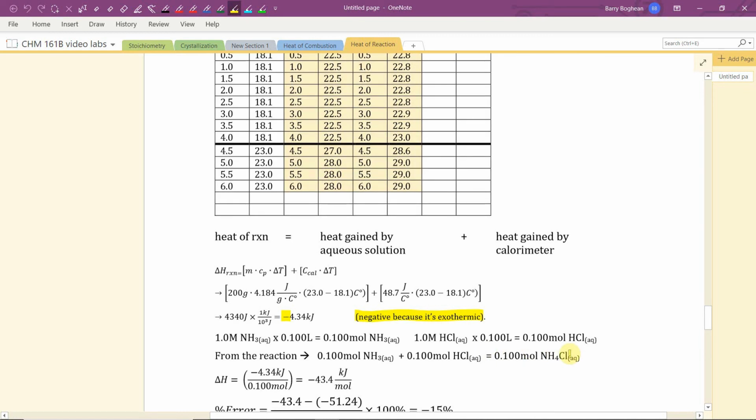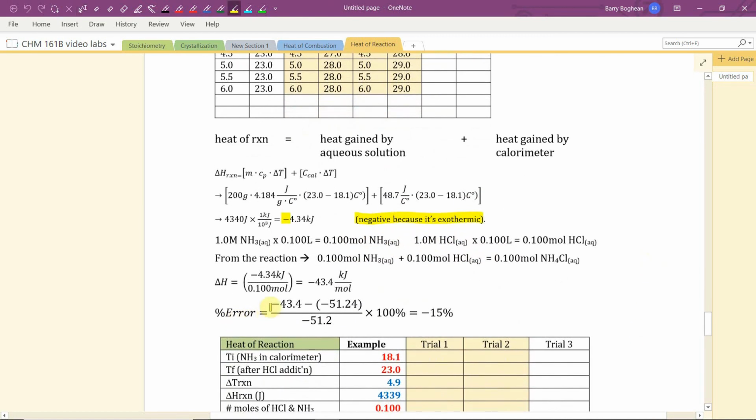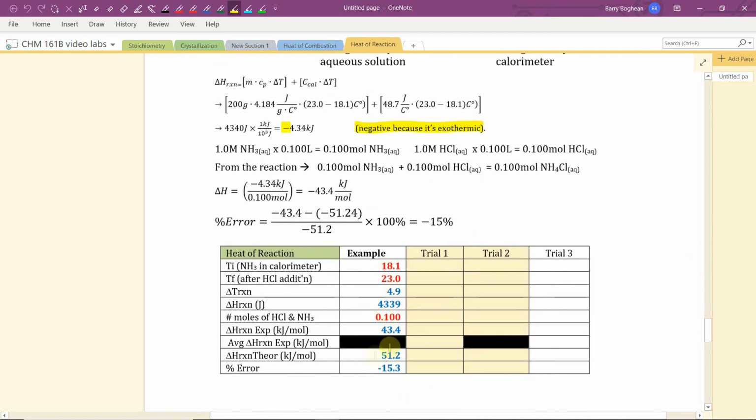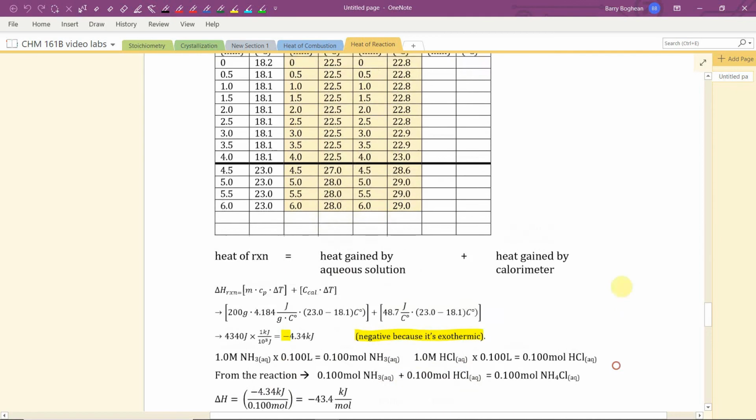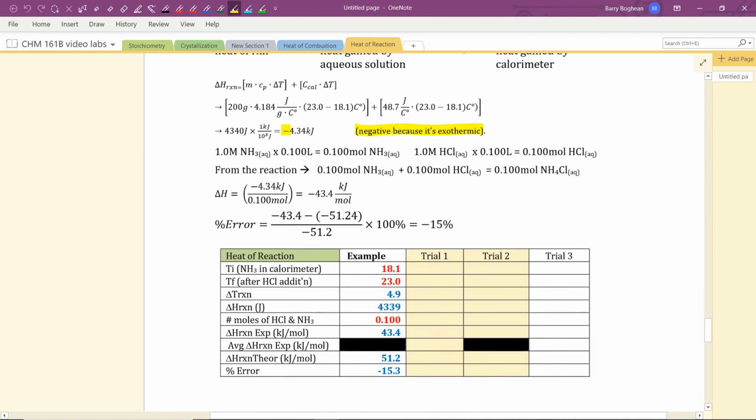We want to know what it is per mole of ammonium chloride. So take our value divided by the number of moles of ammonium chloride formed. In other words, multiply by 10. And so our value, our experimental value, is negative 43.4 kilojoules per mole. From that, you can calculate the percentage error, measured minus the true value over the true times 100: negative 15%. Now that's a worked example, and all the results are listed in the white column on the leftmost side. You take the data in these orange-yellow columns, trial 1 and trial 2, and work it out down here. And that concludes our experiment on the heat of reaction.